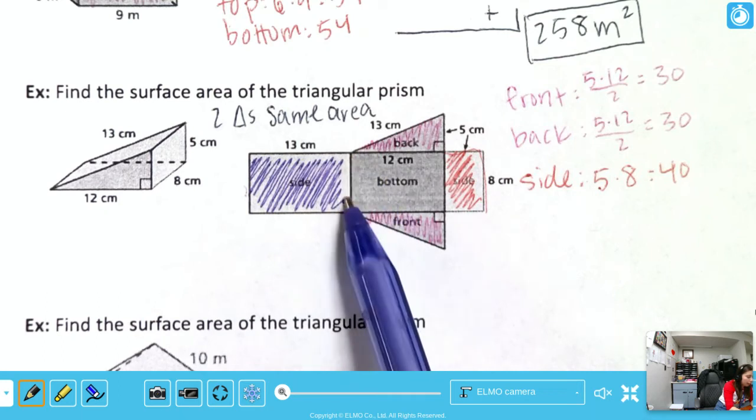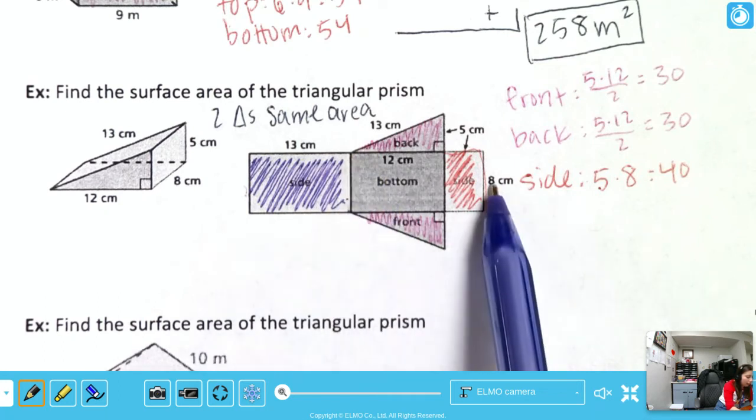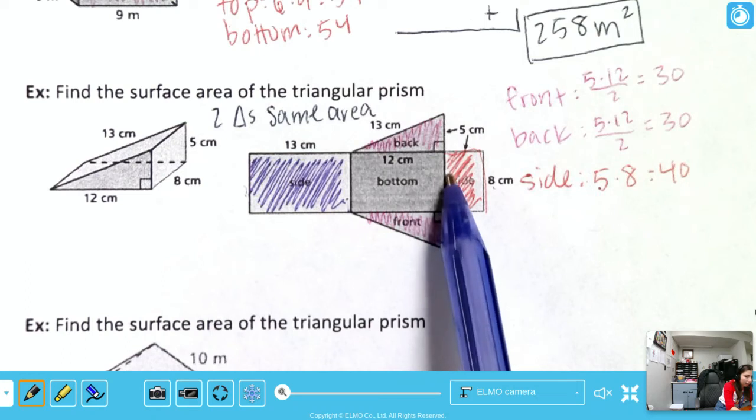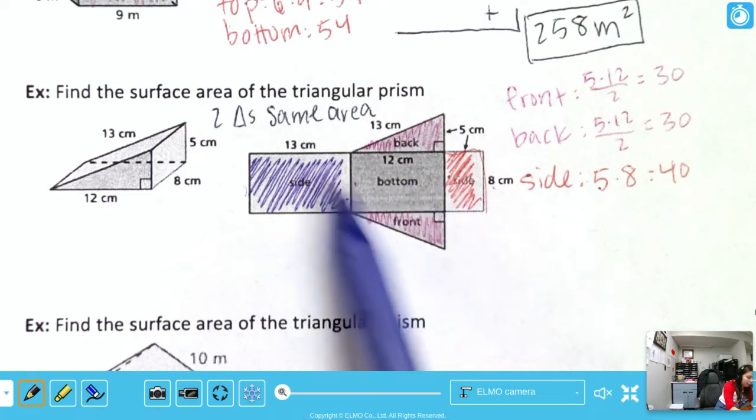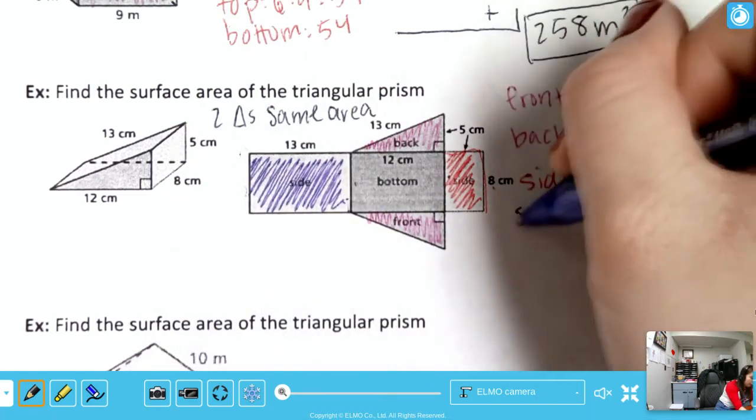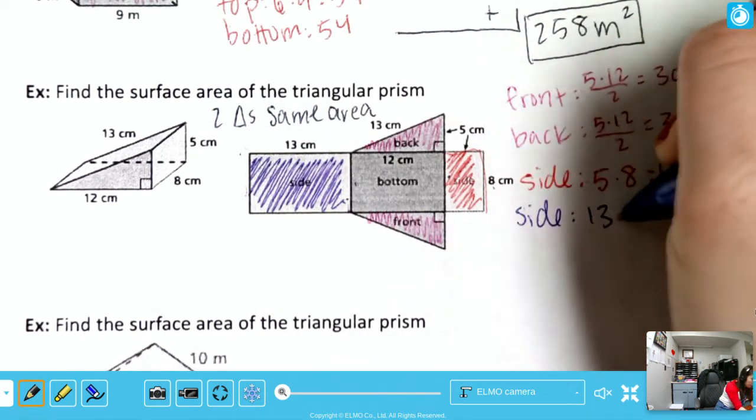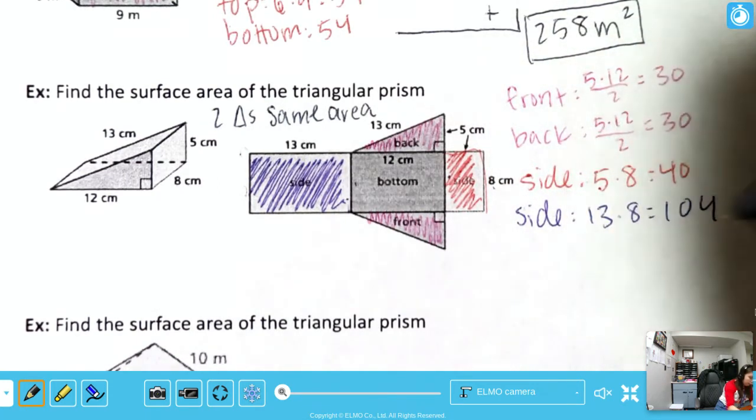But remember, in a rectangle, opposite sides are equal. So if this side is 8, that means this side is 8. If this side is 8, that means this side is 8. So 13 and 8, those are my length and width. 13 times 8, I get 104.